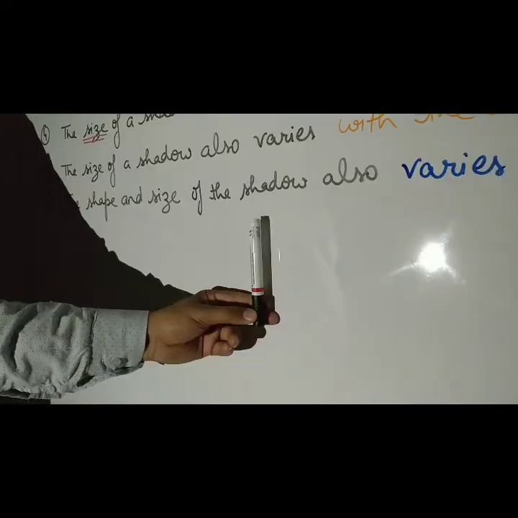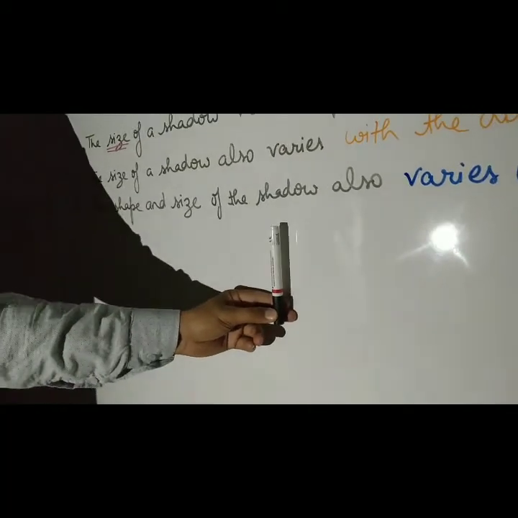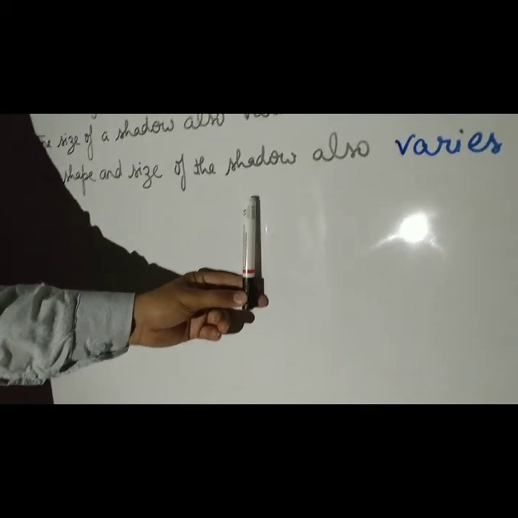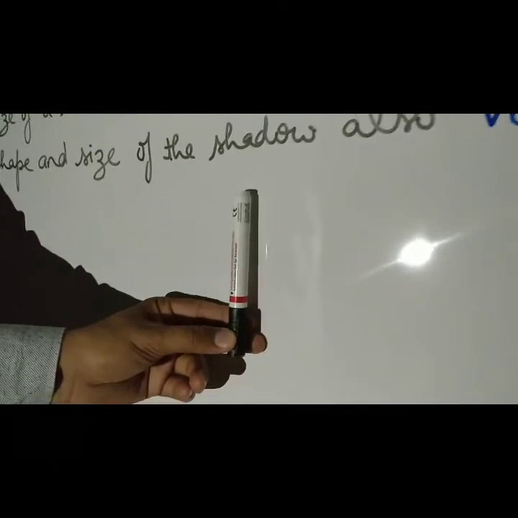It forms as a dark outline of that particular object. Now we will discuss how the size and the shape of the shadow vary when we change the distance.